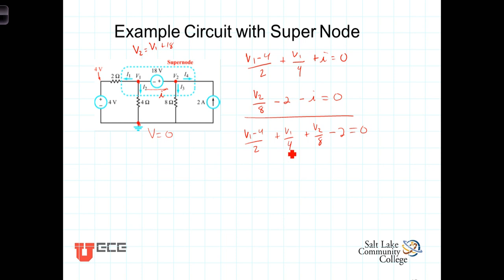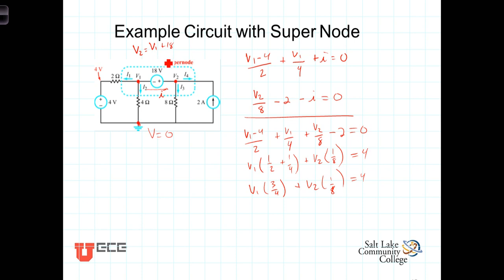Let's clean this up here just a little bit. Combining like terms, we have V1 times 1/2 plus 1/4. We have only one V2 term, that's V2 times 1/8. Now our constants, we have a negative 4 over 2, that gives us a negative 2, and another minus 2, which we take to the other side as a positive 4. Combining 1/2 plus 1/4, that gives us 3/4 V1 plus V2 times 1/8 equals 4.